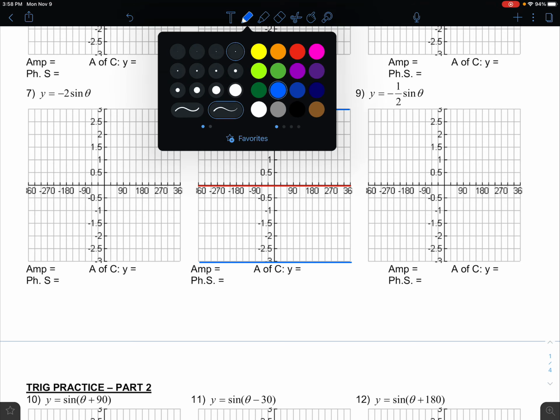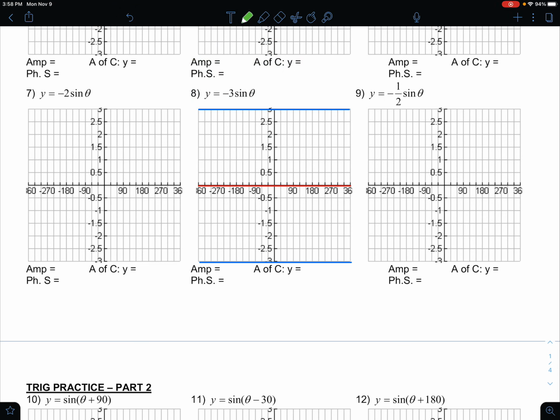The phase shift is theta, there's nothing there, so it's going to be 0. It's going to start right here. That's going to go 90, go to the top, another 90 to the middle, another 90 to the bottom, and then a 90 to the middle.